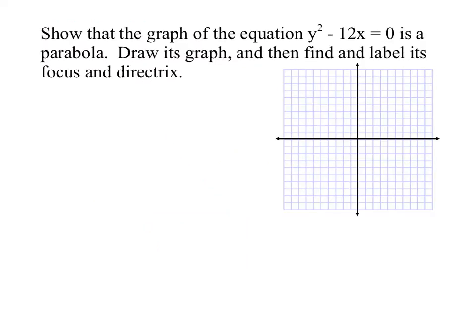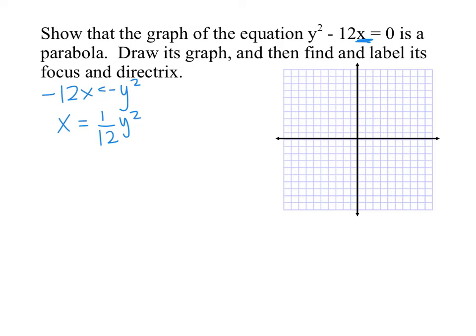All right, so here we need to show that the graph of the equation is a parabola. So we're going to draw the graph and then find and label the focus and directrix. So like we saw on the previous page, we need these to be set as y equals or x equals. So this one you can see the y is squared and the x is not. So we're going to want to solve for x on this one. So if we subtract y squared from both sides, we get negative 12x equals negative y squared. So then we divide by negative 12, so we get x equals positive 1/12 y squared. Those fractions you're going to want to write as coefficients.